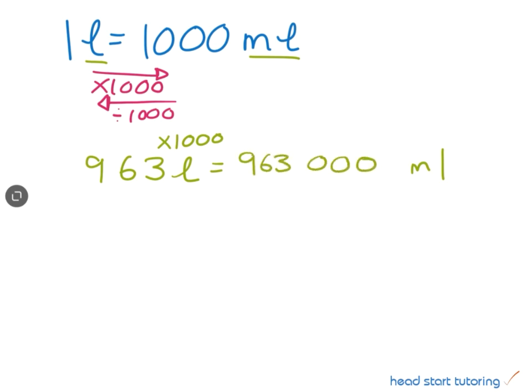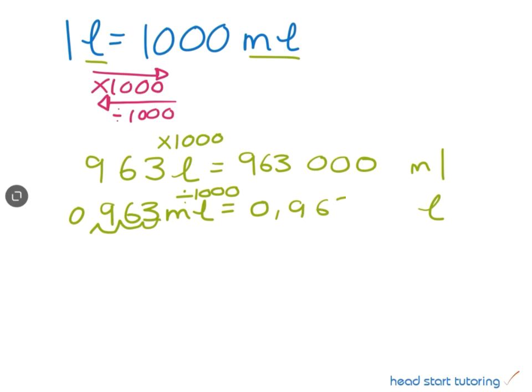If we take the same number, 963, but have it in milliliters and convert this into liters, we need to now divide by 1,000. So we take our decimal point at the end of our whole number and bring in 1, 2, 3 decimal places and insert our placeholders. So we've got an answer of 0.963 liters.